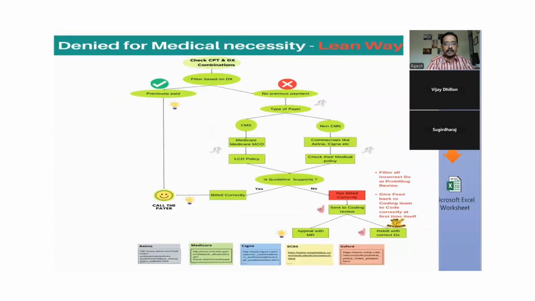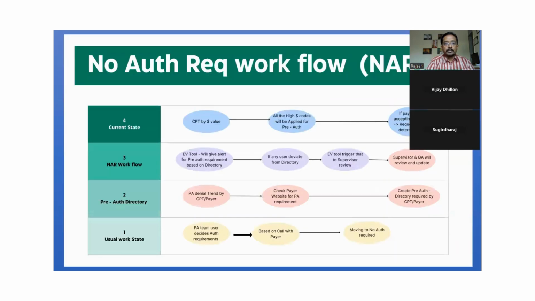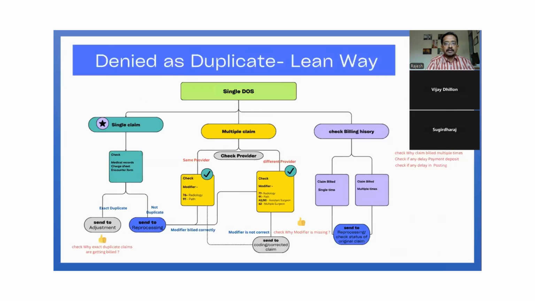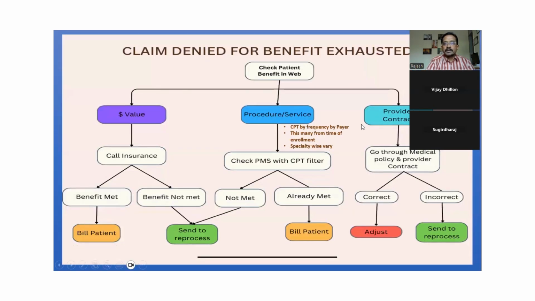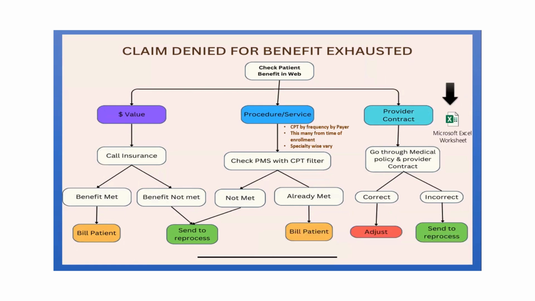The denial we are going to cover today is relevant to the front end problem, right? When the claim is getting denied, how we can fix it from the front end. That's what we are going to cover today. Our discussion today is about the claim denied for benefit exhausted. That is our major challenge: how this benefit exhausted can be stopped, or how we are going to handle it.